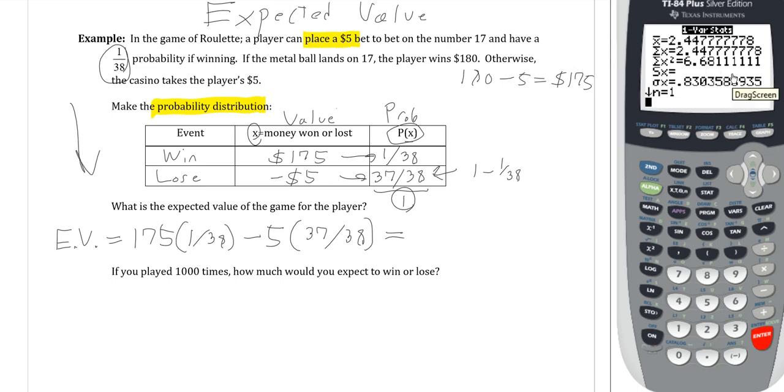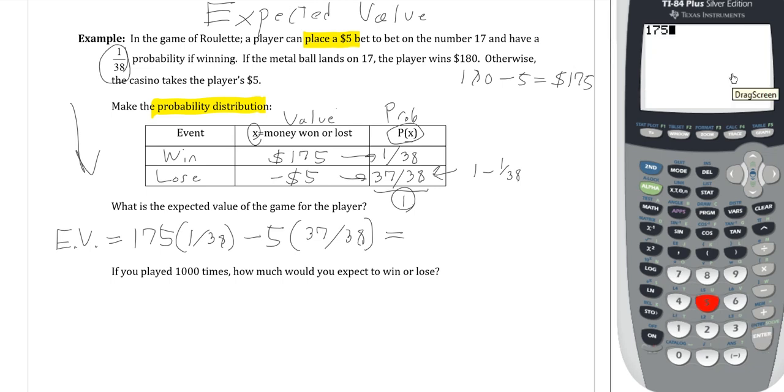We put all that together in our calculator here. We have 175 times 1 out of 38 minus 5 times 37 out of 38. Notice the way that I type it in is exactly how I have it written there. I want to be careful to make sure I don't mess around with any operations. And what we get is an answer of negative 0.26.